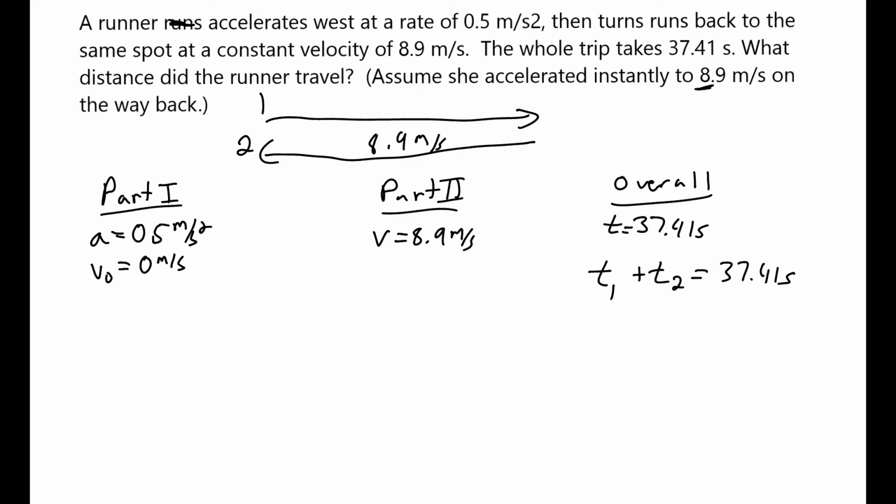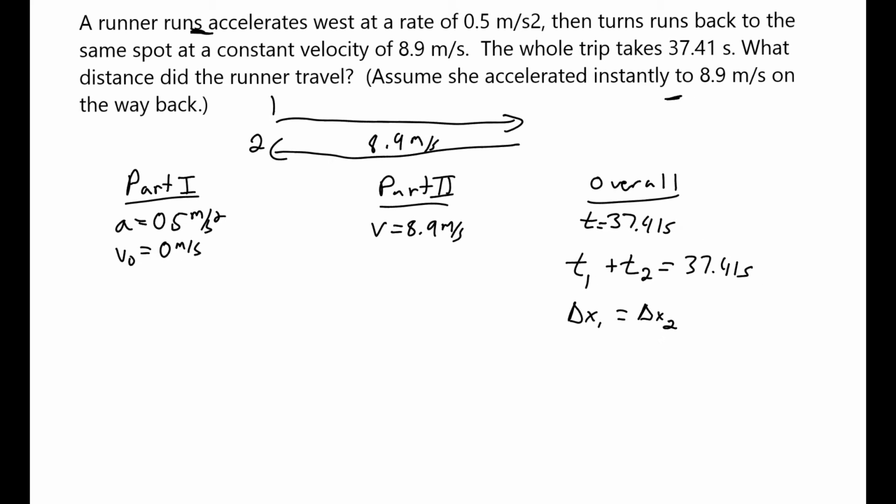What else do we know? Jake? That delta x for part 1 is the same as delta x for part 2. Delta x for part 1 equals delta x for part 2. Those things make sense to everybody? Those two equations? Alright. Let me shrink this down a little bit.